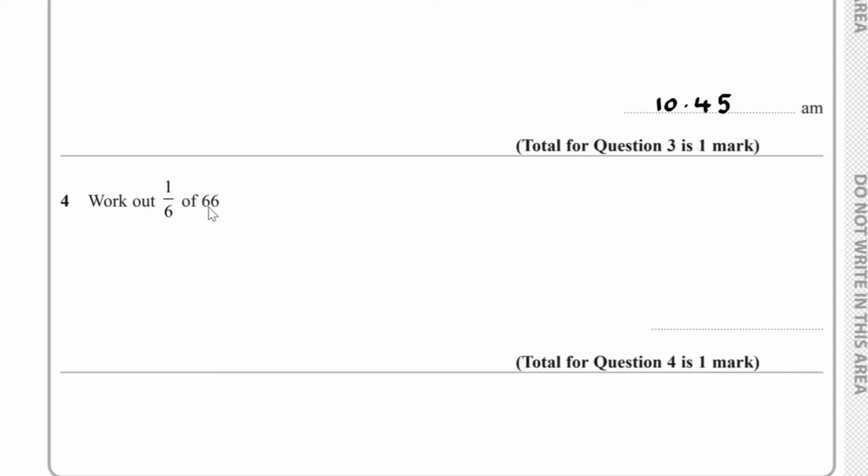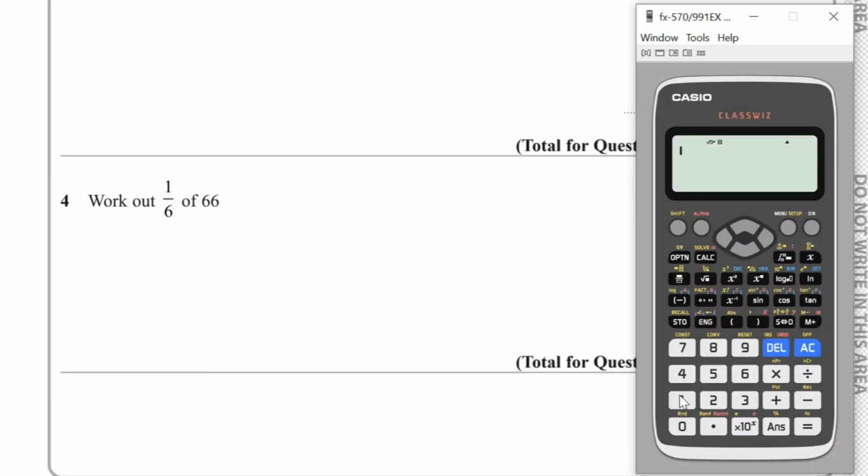Question number 4. We have to work out 1/6 of 66. That is the same as multiplying 66 by 1/6, and it turns out we get 11.